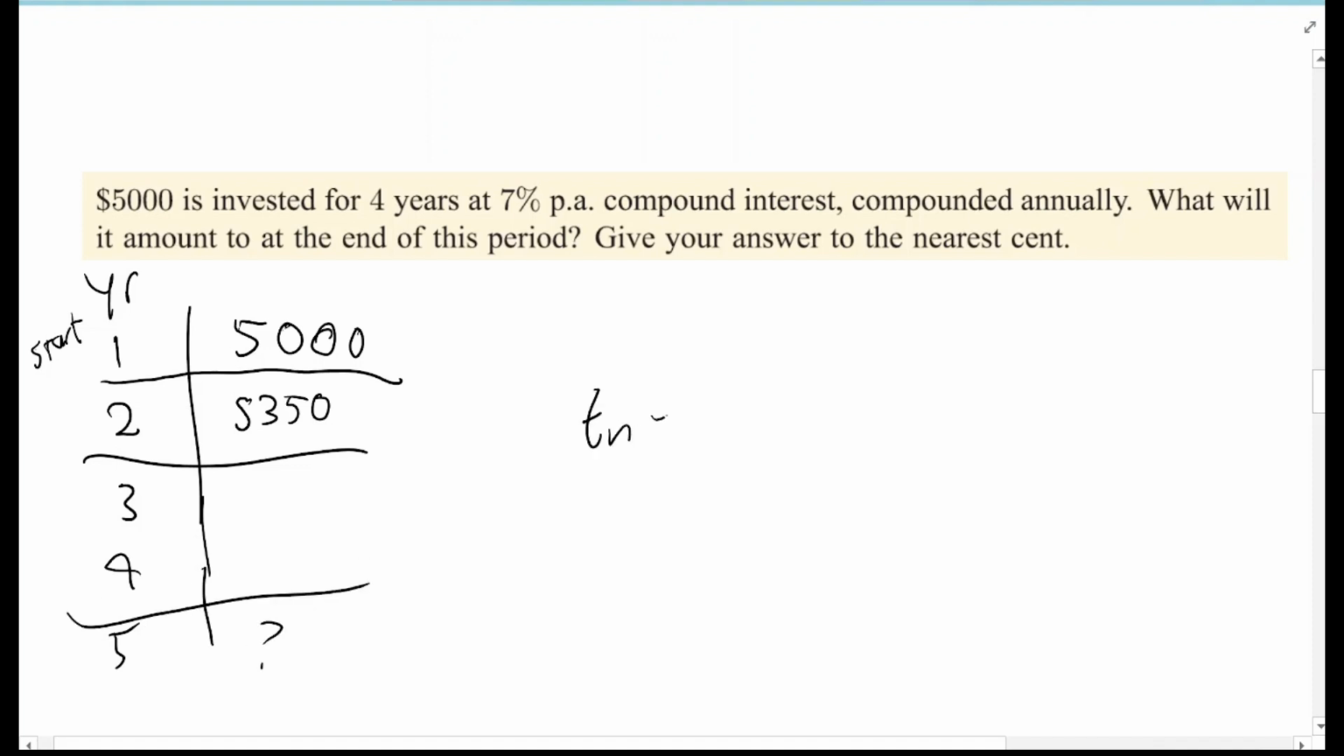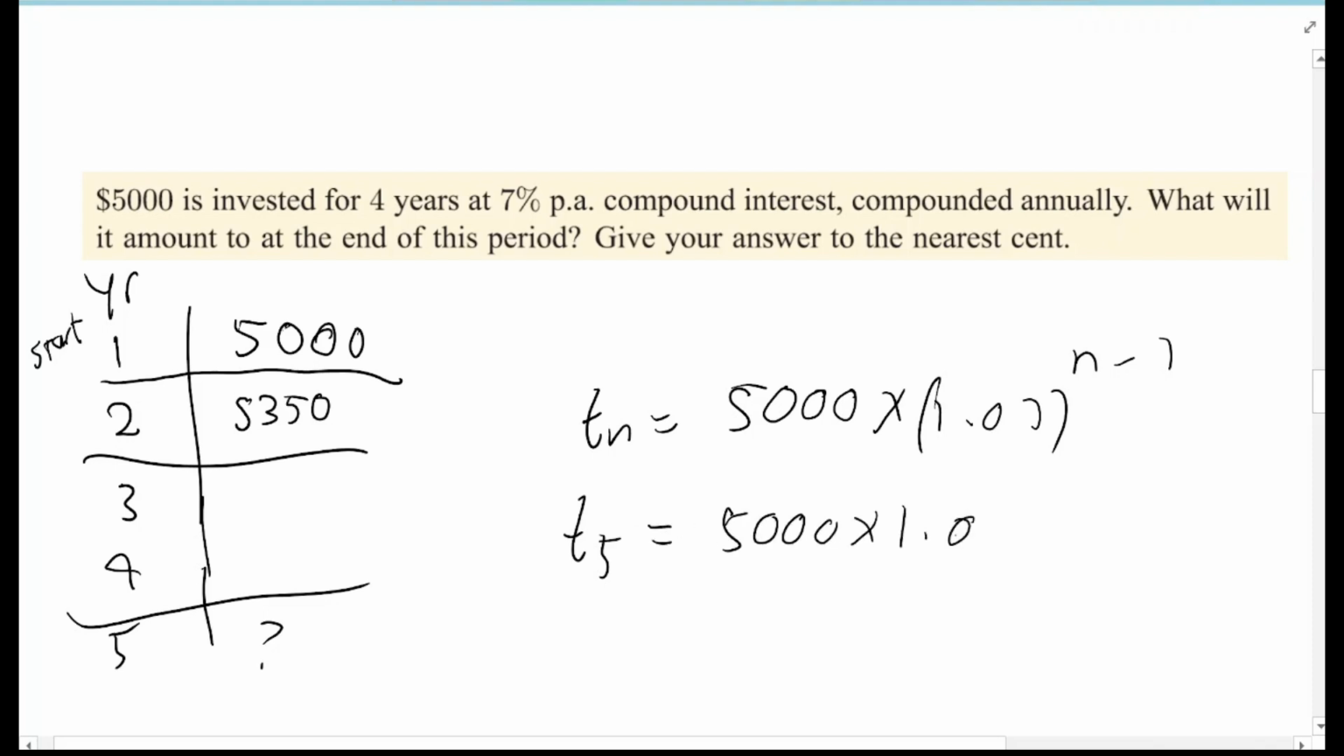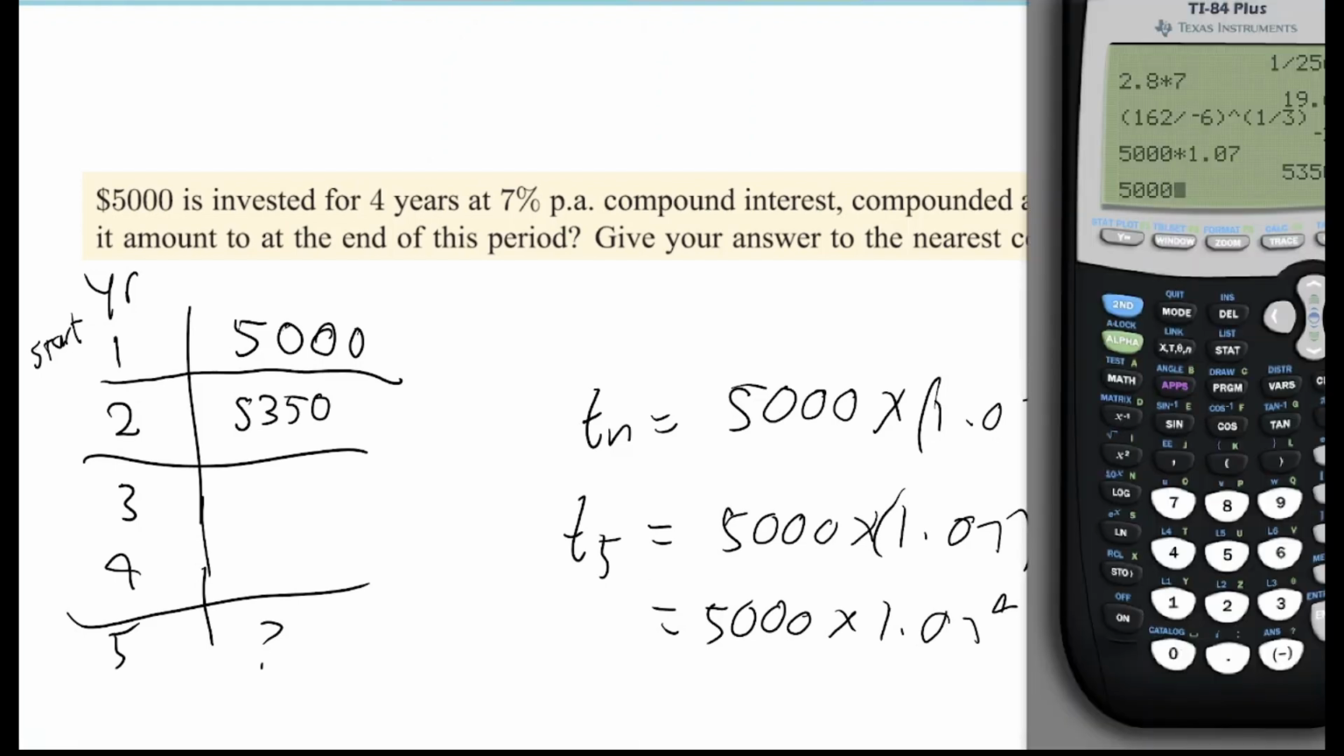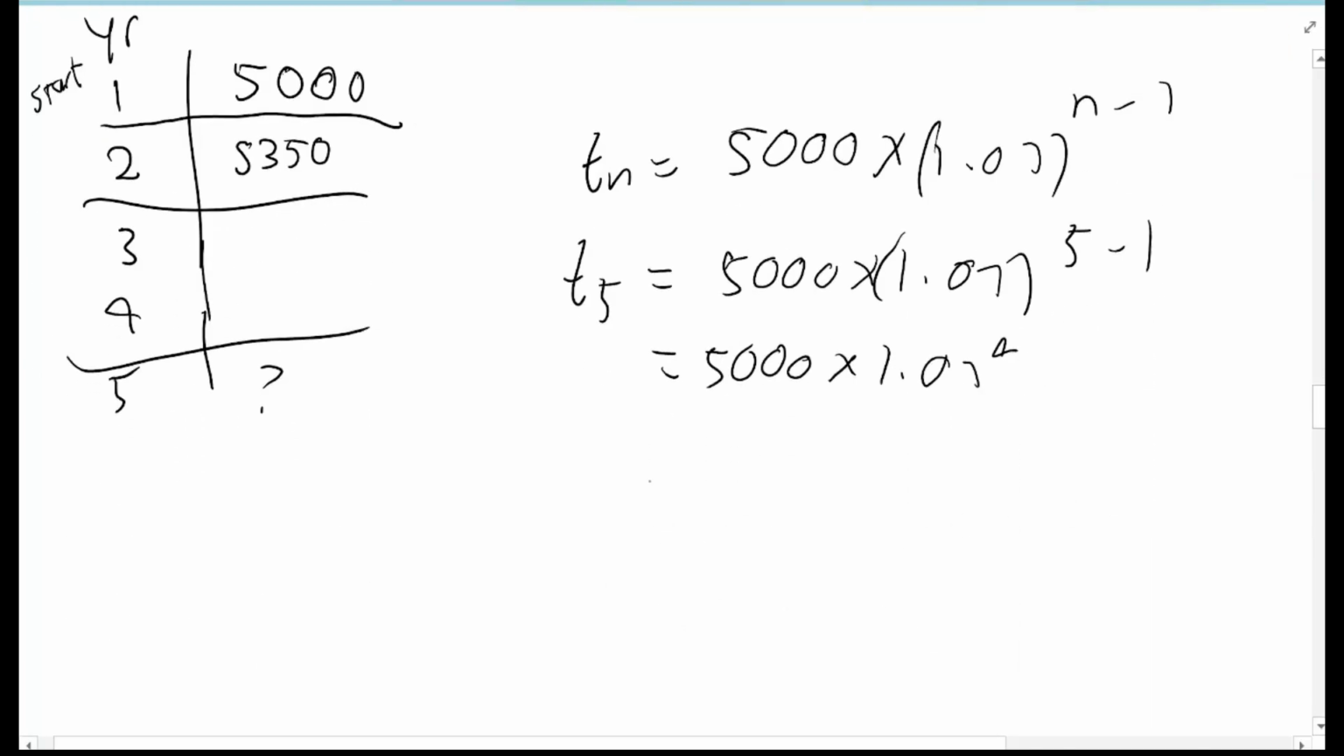So essentially I can go Tn is 5,000 times 1.07 to the n take 1. And then we can just go T5 is 5,000 times 1.07 to the power of 5 take 1, which is 5,000 times 1.07 to the 4. And we'll just see what that is. $6,553.98. That's how much money they have. So compound interest is an example of this, and a pretty useful one at that.